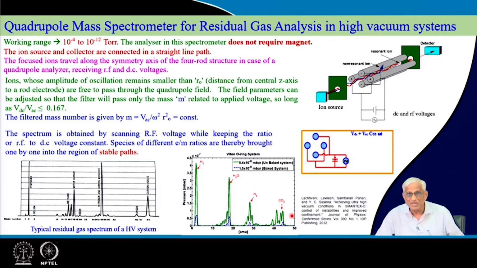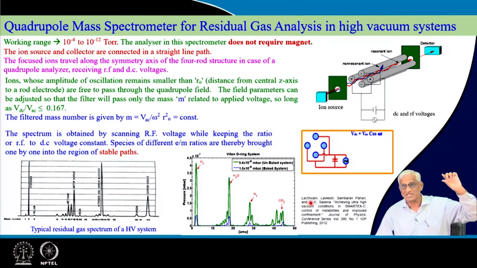What is this spectrum? This is the mass number that is changing. These two are spectrums. The mass number is changed, which means several ions are brought into focus by adjusting RF voltages, and the current here on the y axis is calibrated in terms of partial pressure, because when you add all these partial pressures, you get the total pressure. Total pressure can be measured by a Bayard-Alpert gauge.